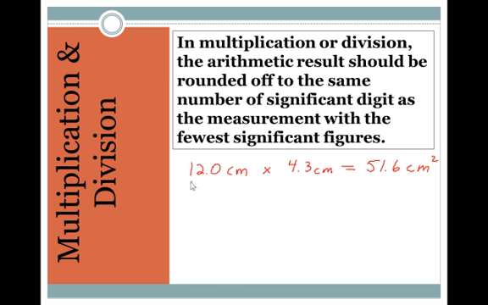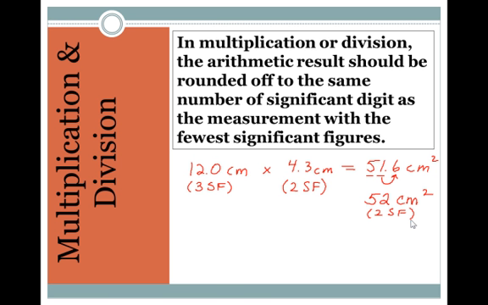12.0 centimeters contains 3 sig figs. 4.3 contains 2 sig figs, which is the fewest number of sig figs in my measurements. So my answer should only have 2 sig figs. Starting on the left, 1, 2, look behind, it's a 6. That means I'm going to round this up to 52 centimeters squared so that my answer has 2 sig figs.